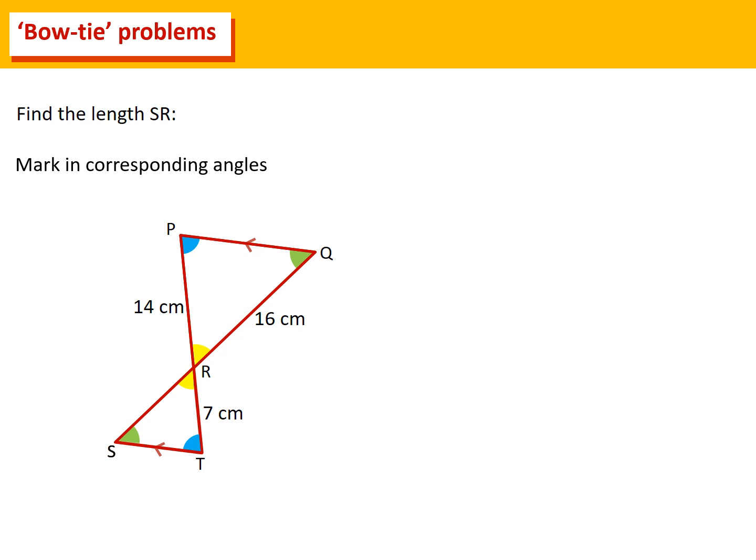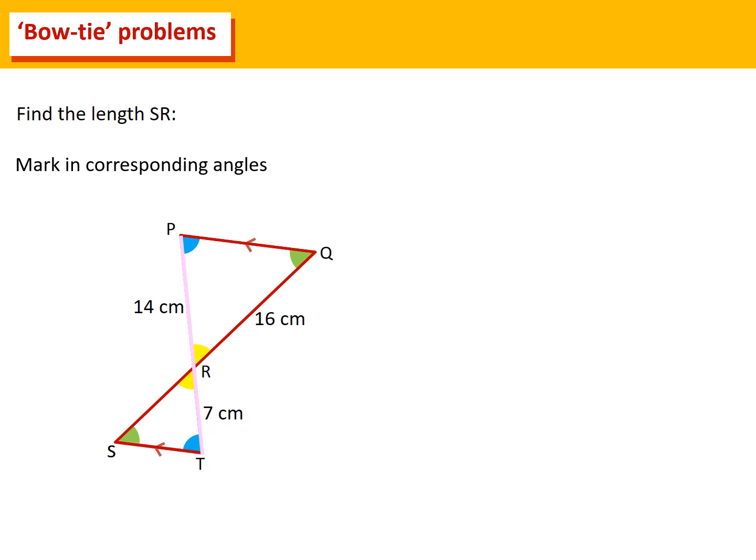So now we've marked in angles that are equal to each other, let's set about working out which are the corresponding lengths. And I've marked in the length PT there in pink. The reason is P to R on the large triangle joins up the blue angle to the yellow angle. Similarly, T to R on the small triangle joins up the blue angle to the yellow angle. So the 14 centimeters and the 7 centimeters are corresponding lengths.